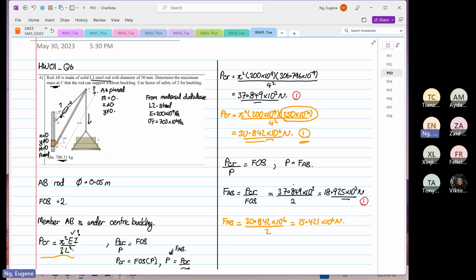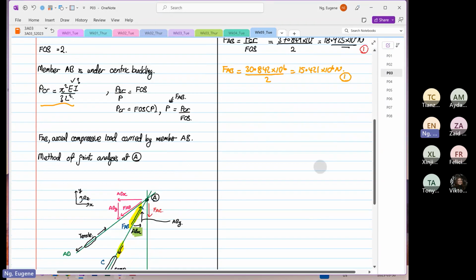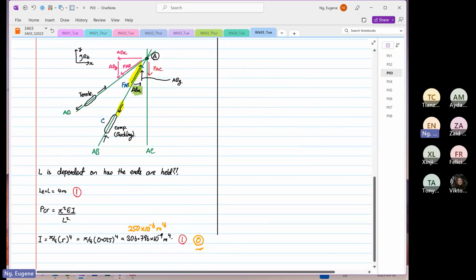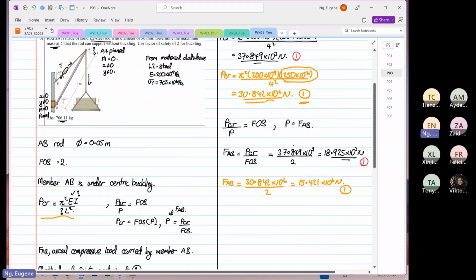Can anyone tell me how many marks will you get? Can anyone make a guess? 0? Huh? 1. 1. You're right. You get a 1. Okay. Why is that? Because your second moment of area is wrong. I already took away your marks already. But because you put in this number over here and then divide by 2, you get 1 mark.